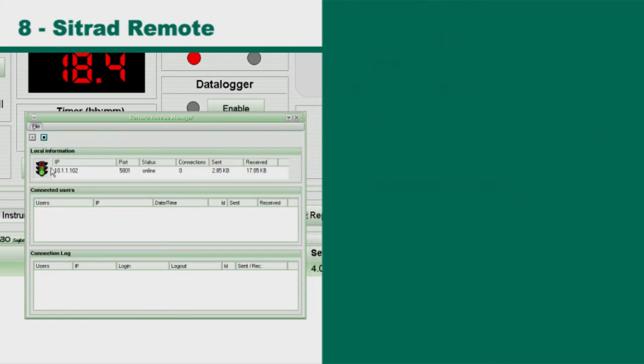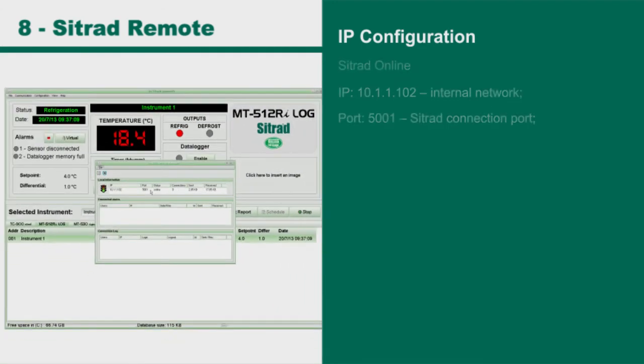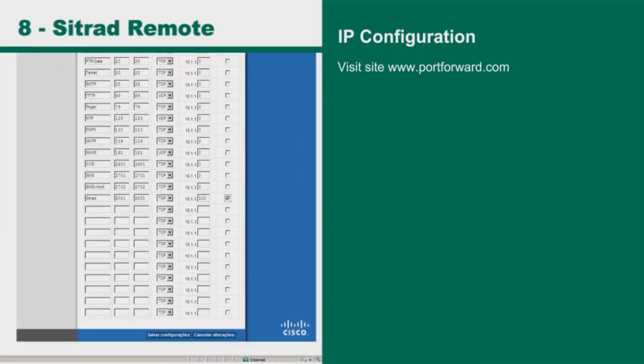IP configuration. In the area local information, we have a traffic light showing a green signal indicating that Sitrad is online. In the IP field, we have our internal IP where Sitrad Local is hosted. In the port field, 5001, the Sitrad connection port. We now need to configure the modem to allow access to our IP through port 5001. Visit the website www.portforward.com to know how to liberate the port of your modem.